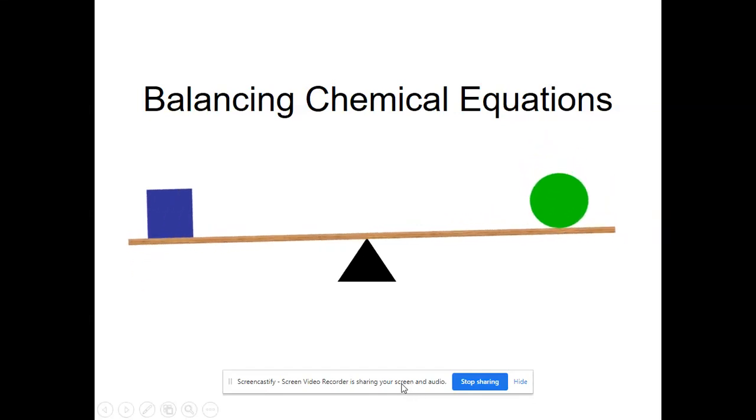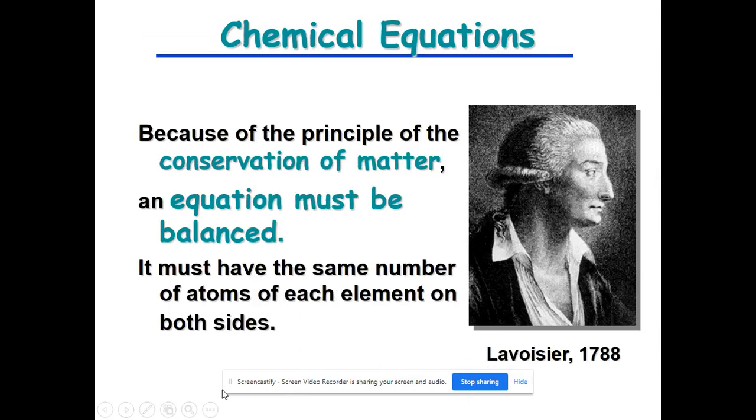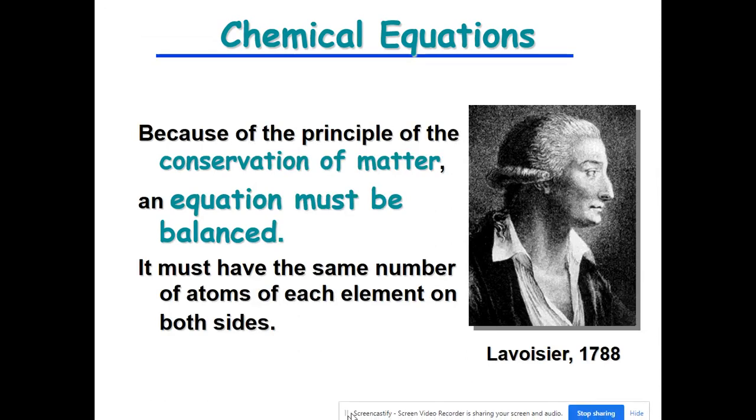Today, I want to go over balancing chemical equations. So, remember the law of conservation of matter. Because of the law of conservation of matter, each equation must be balanced. That means it must have the same number of atoms of each element on both sides of your equation. And the person responsible for this law is Antoine Lavoisier, and there's a drawing shown of him.